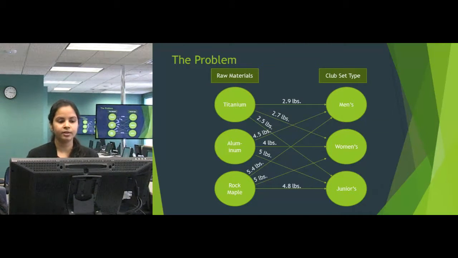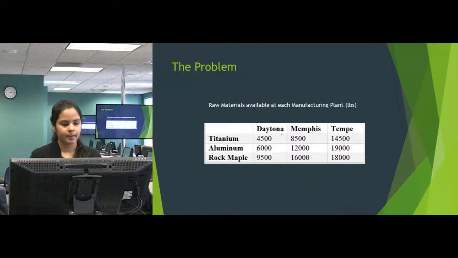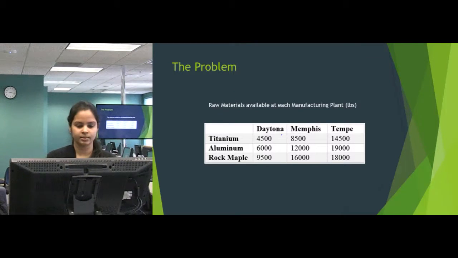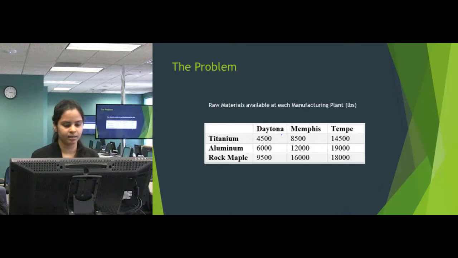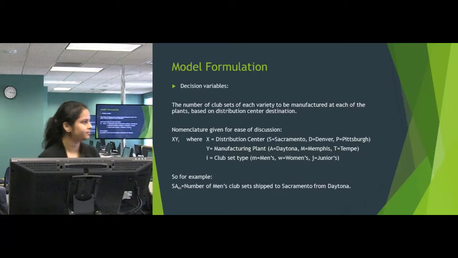And there are different raw materials which are required for each type of golf clubs, which is given here. So for example, for men's, we need 2.9 pounds of titanium, 4.5 pounds of aluminum, and 5.4 pounds of rock maple. And these are the total capacities which are available at the different manufacturing plants.